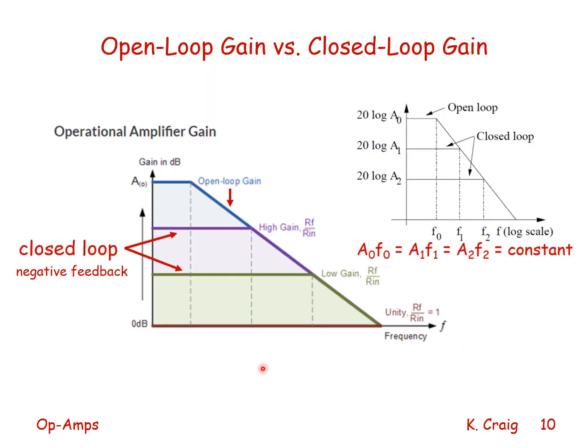Open loop gain versus closed loop gain. We've seen a diagram of the open loop gain for the op amp in dB versus frequency. It's shown here in this blue curve. This is the bandwidth, this is the breakpoint, and this slope is minus 20 dB per decade. At 0 dB, the value of this frequency is called the gain bandwidth. It's the amplitude of our op amp.